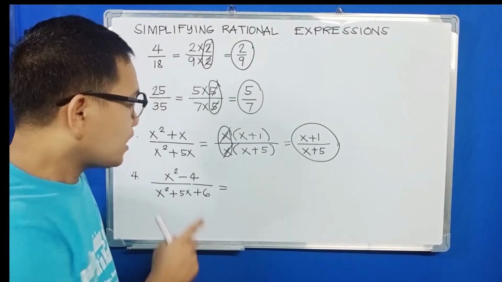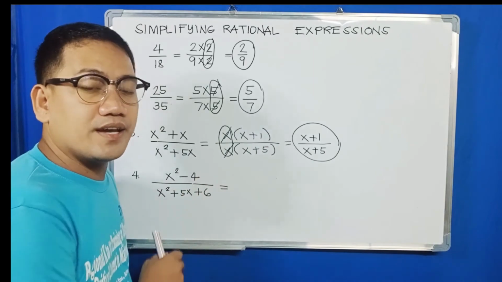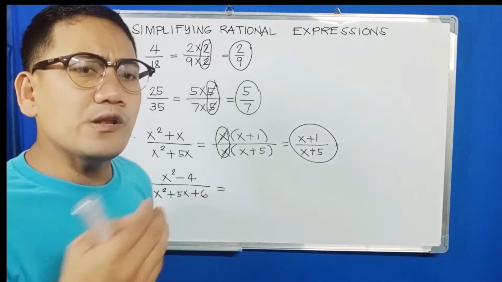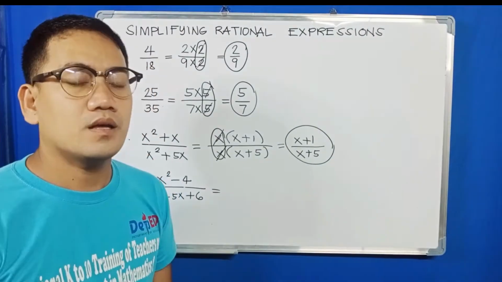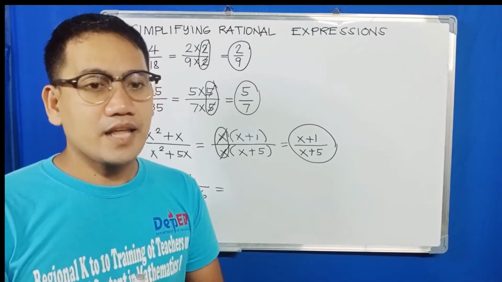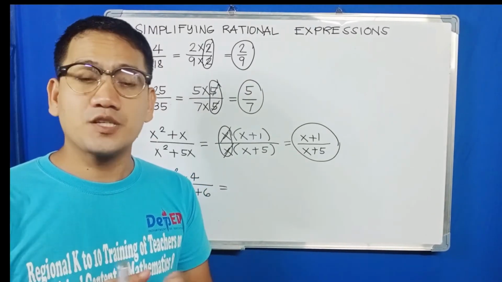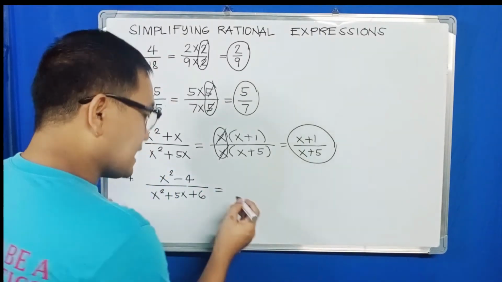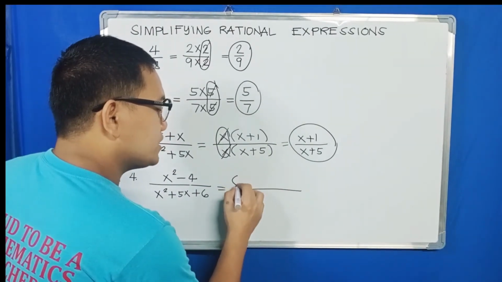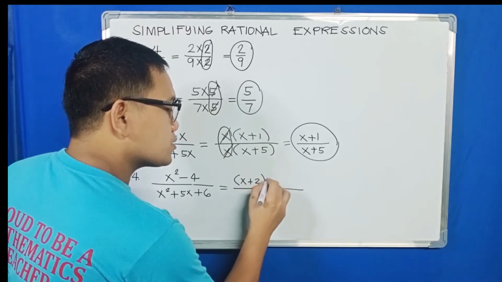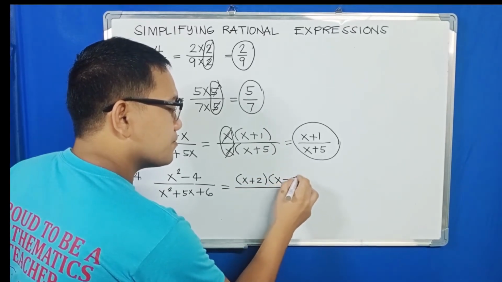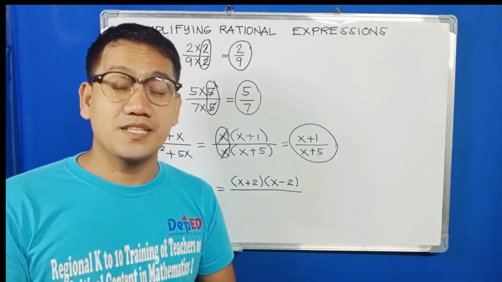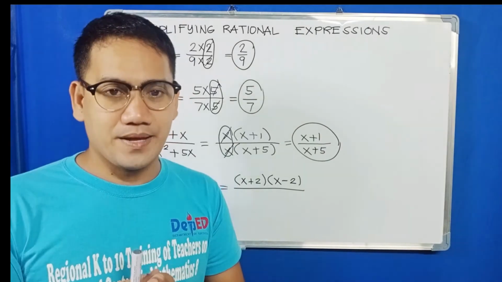If we noticed, our numerator is an example of a special product, while our denominator is a trinomial. So how will we simplify this kind of expression? So first, let's try to factor out x squared minus 4. Since it is a special product, preferably a difference of two squares, this means it can be factored out as quantity x plus 2 times quantity x minus 2. On the other hand, our denominator is x squared plus 5x plus 6, and it is a trinomial.